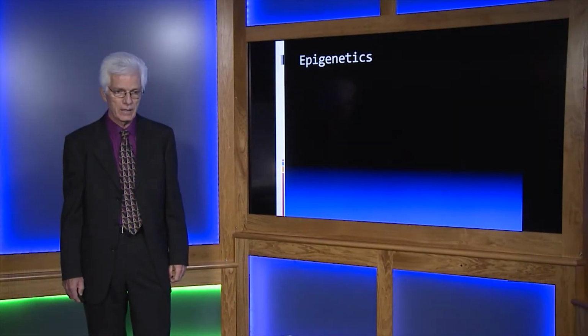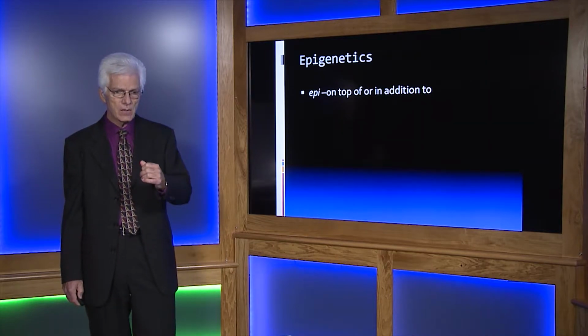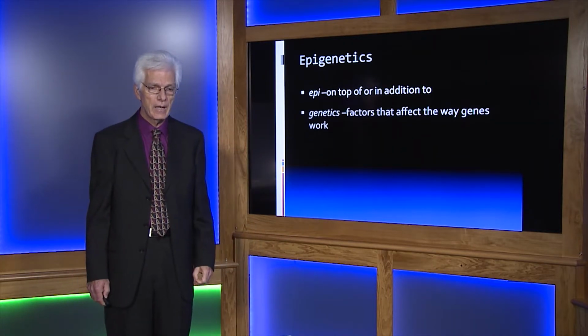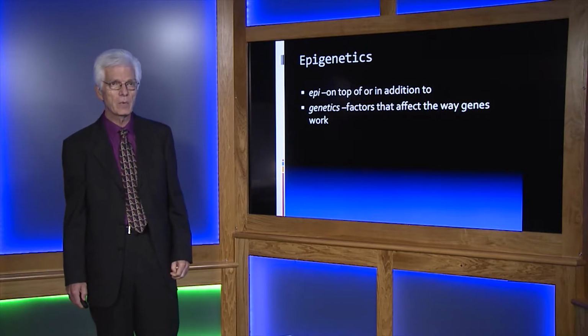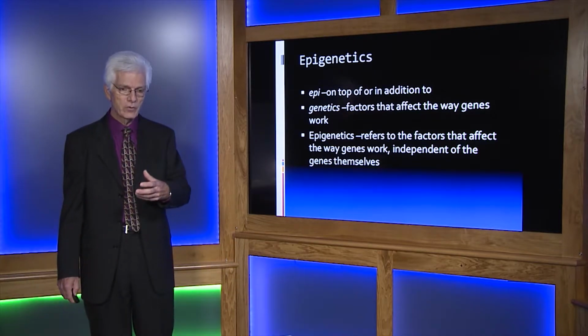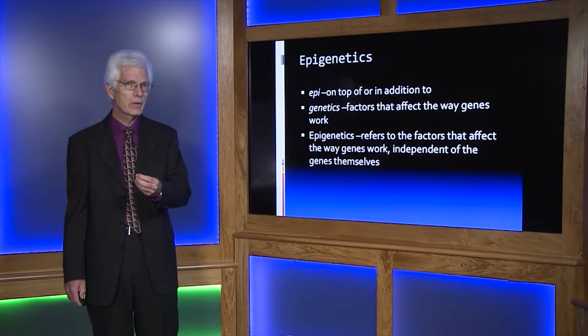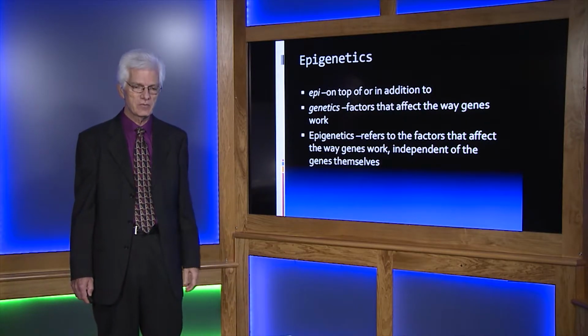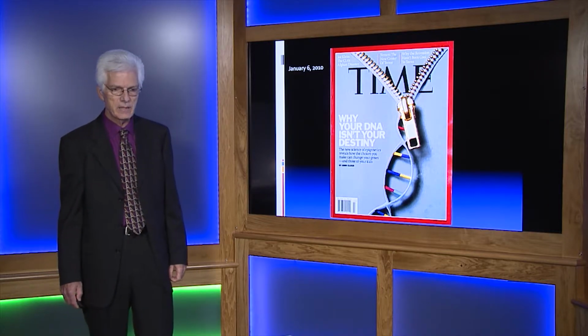And the answer to that lies in a new science that's probably about 10 years old now, and it's called epigenetics. Epi means on top of or in addition to, and genetics means, of course, the factors that affect the way that our genes work. So epigenetics refers then to factors that affect the way the genes work independent of the genes themselves. Time magazine first reported this in a public way on January 6, 2010, in an article, Why Your DNA Isn't Your Destiny.